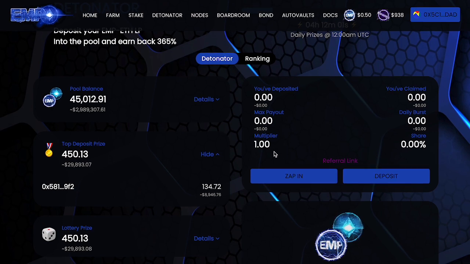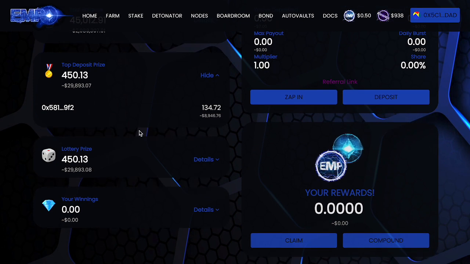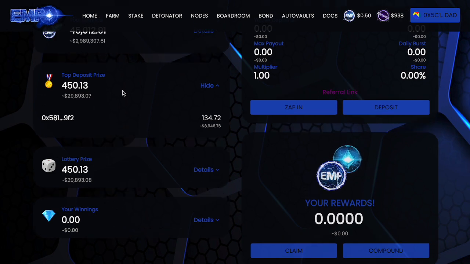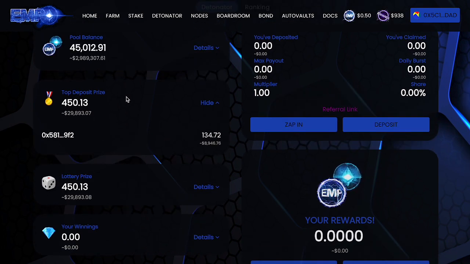Okay, moving on, since we were talking about the lottery, here are 2 different pieces of information. There are 2 different prizes that are given out every day. One of them is the top deposit prize, which goes to the person who has deposited the most LP in that 24-hour period of time. The other winner is a random winner picked out of those lottery tickets that everybody gets for doing deposits or compounding. So 2 prizes, and each prize is 1% of the pool balance.